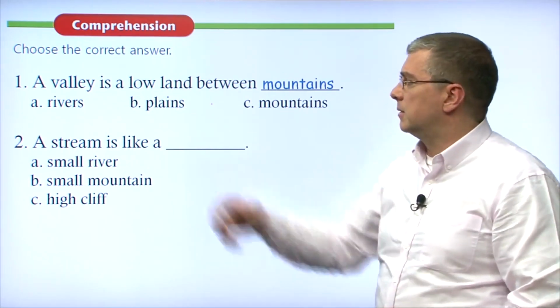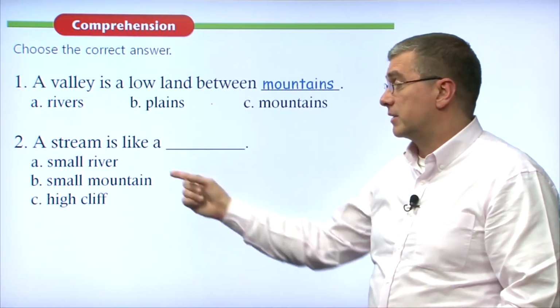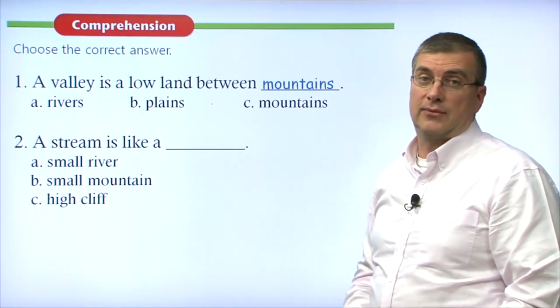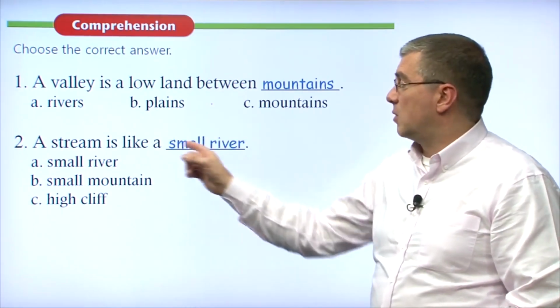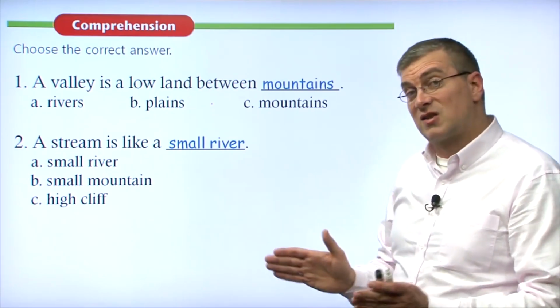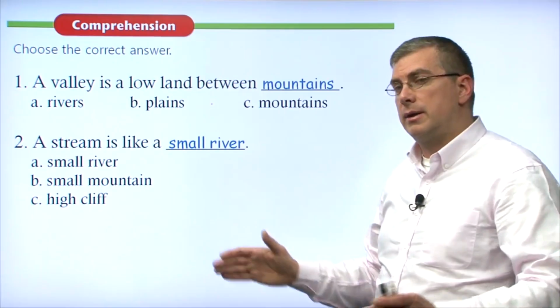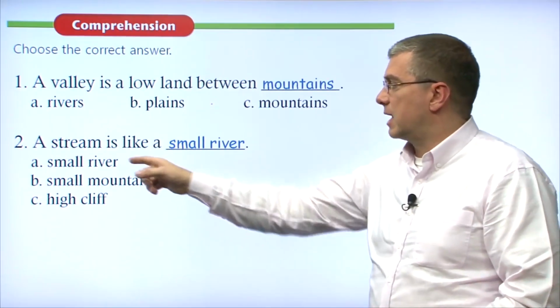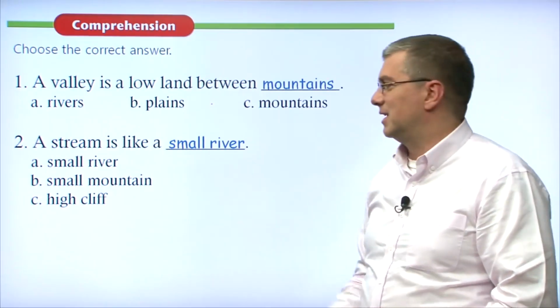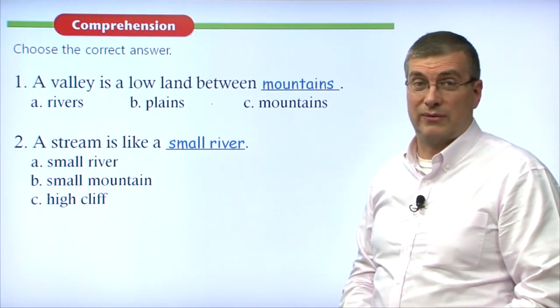Okay. Number 2, a stream is like a what? A small river, a small mountain, or a high cliff? Well, if you chose a small river, you're right, because we talked about that a lot, right? A stream is smaller, narrower than a river. A river is wider than a stream. So a stream is like a small river, not a small mountain and not a high cliff. Okay? So a stream is like a small river.